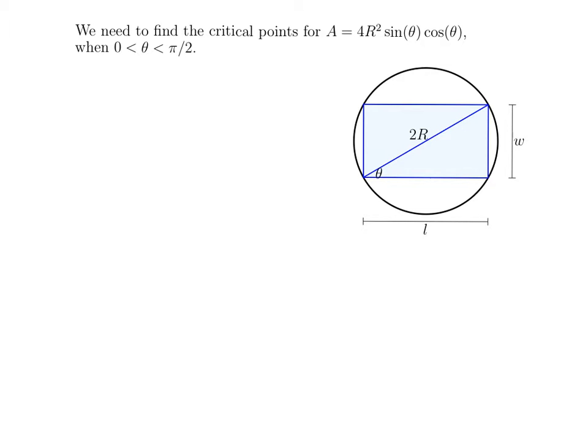We already found a nice formula for the area of a rectangle inscribed in a circle. It's just 4r squared sine theta times cosine theta. You might also notice that when you're looking at that angle theta, if theta was actually 0, you'd just be talking about a horizontal line. And if theta was pi halves, you're just talking about a vertical line. Those are minimum values because they have no area, so whatever the maximum value is, it has to be somewhere between 0 and pi halves.